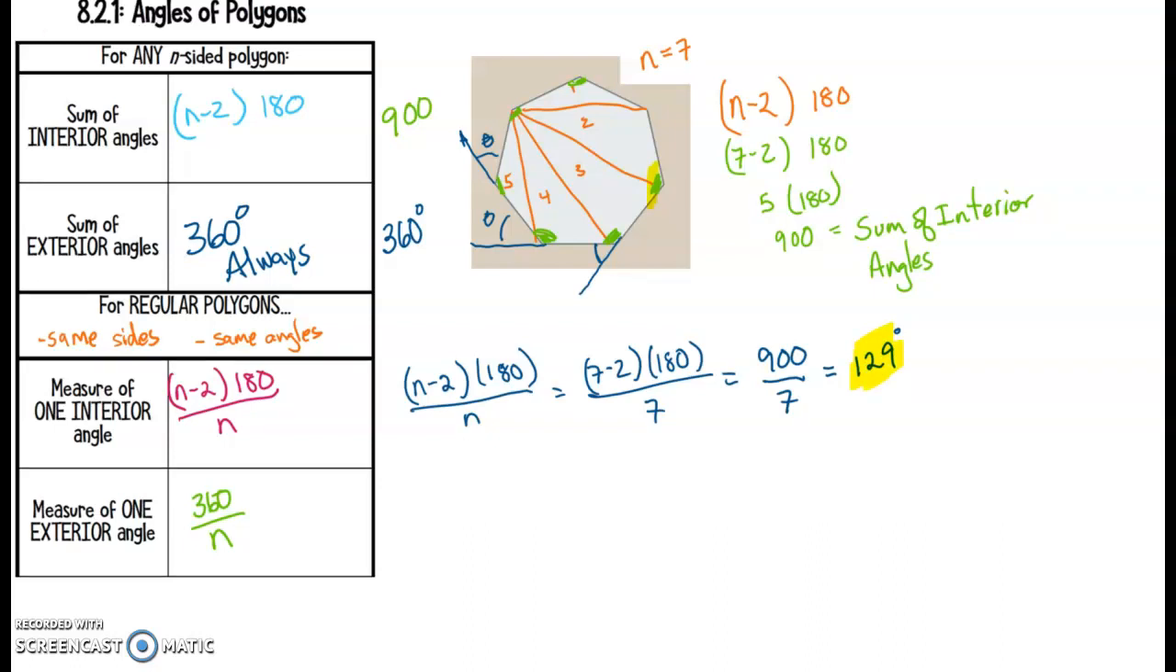The last thing that we want to figure out is the measure of one exterior angle, right? Well, if we know that the sum of all the exterior angles is 360 degrees, we're simply going to divide that by the number of exterior angles that there are, right? So if we have 7 sides, we have 7 angles. So 360 divided by 7 gives us 51.